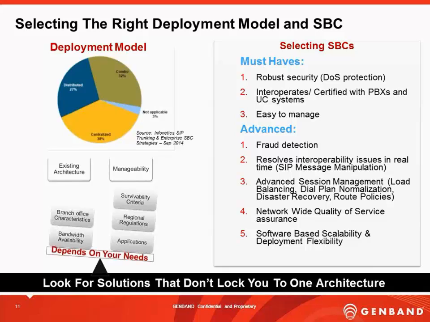And fourth, definitely the quality of service. And not just at a particular location, but can you do quality of service assurance network-wide? So if you've deployed multiple SBCs in the network, can you centrally view the quality at each location and manage it centrally? Last but not least, it's important to know that the SBC you're selecting doesn't lock you to one particular architecture. So it needs to be software-based, it can scale as you need, and it allows you to deploy whether in your network or in the cloud, whichever architecture you pick.